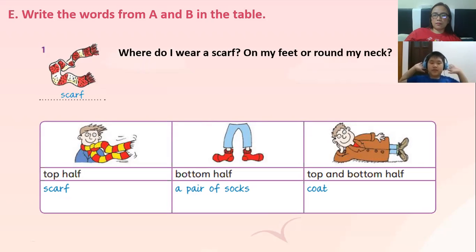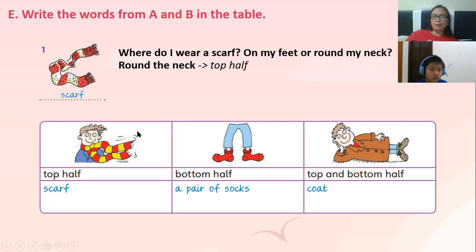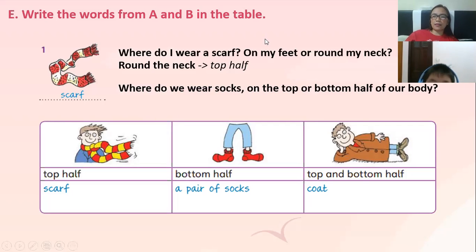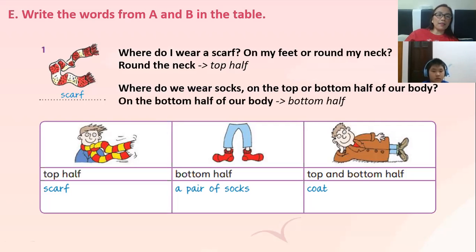A pair of socks. Coat. Okay, so we wear the scarf around the neck. Top half. This is top half, baby. In the neck, okay? Where do we wear socks, baby? On the top or bottom half of our body? It's on the bottom half of our body. Say it again, baby. Bottom half of our body. Bottom half of body.